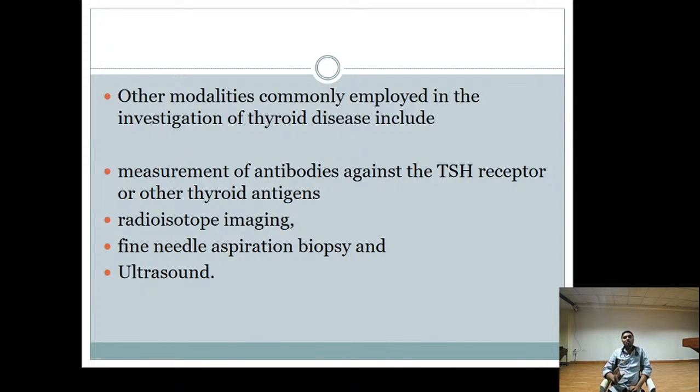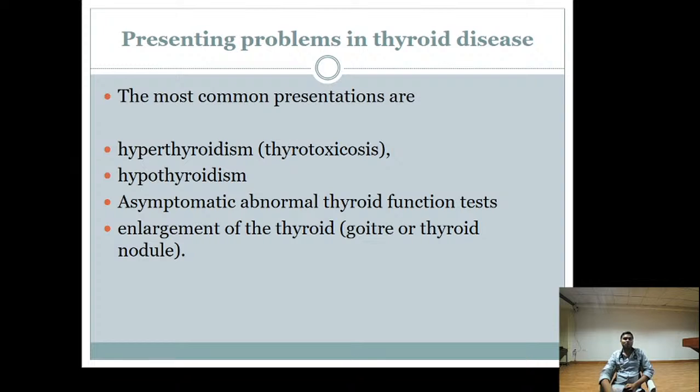The other modalities commonly employed in investigation of thyroid disease include measurement of thyroid antibodies against TSH receptors, radioisotope imaging, fine needle aspiration biopsy, and ultrasound. These are the other investigations apart from thyroid function tests. What are the presenting problems in thyroid disease? The common presentations include hyperthyroidism or thyrotoxicosis, hypothyroidism, asymptomatic abnormal thyroid function tests, or enlargement of the thyroid gland, that may be goiter or thyroid nodule.